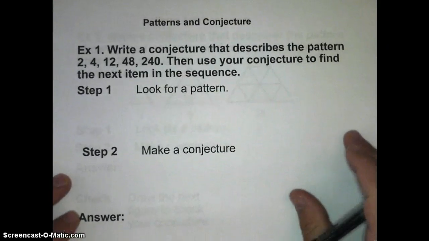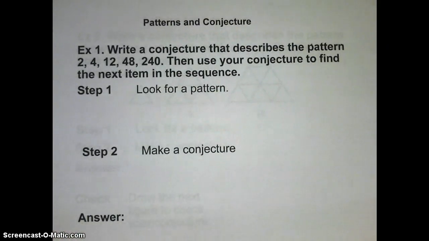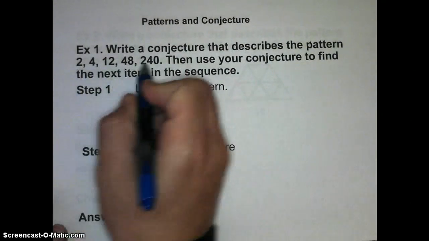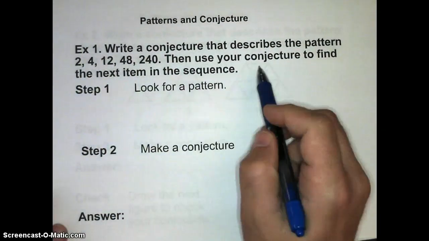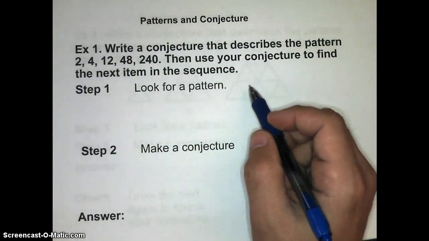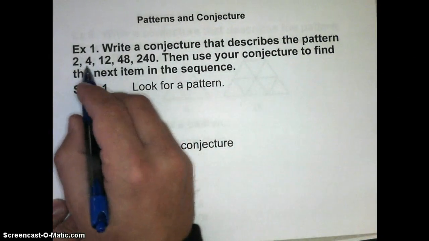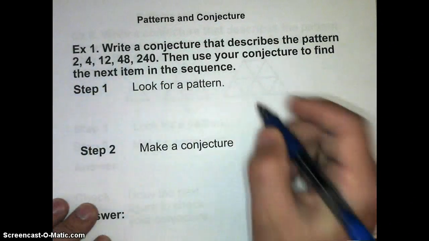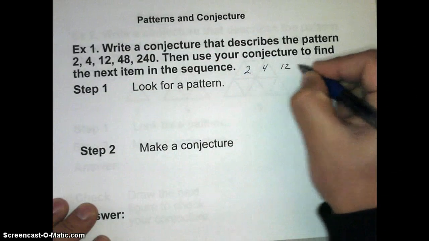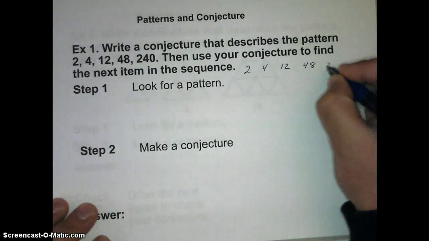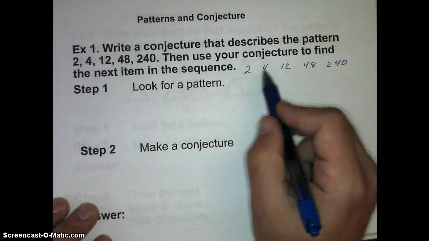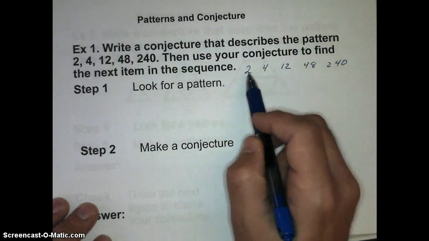So let's take a look at example 1. We are going to write a conjecture, one of those conclusive statements, that describes this pattern: 2, 4, 12, 48, 240. Then using that conjecture, we're going to find the next item in the sequence. So let's see if we can identify a pattern in this example. You'll notice we go from 2 to 4 to 12 to 48 to 240. We could try adding numbers, we could try multiplying, dividing. We're getting bigger, so we're probably adding or multiplying.